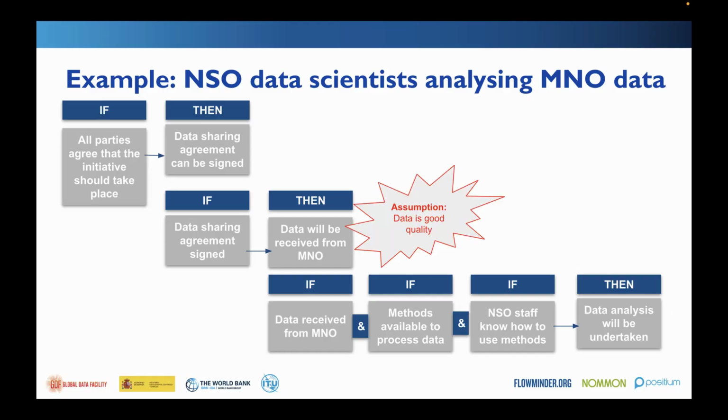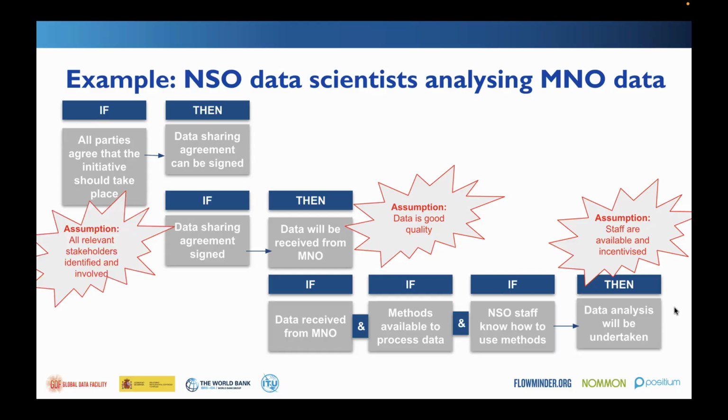However, there may be some killer assumptions that are sitting behind this which may be questioned. For example, you're assuming that the data is good quality, or you may be assuming that staff are available and incentivized to undertake the analysis. Also, there's an assumption that all the relevant stakeholders who need to be identified and involved in your initiative have actually been contacted and are supportive.